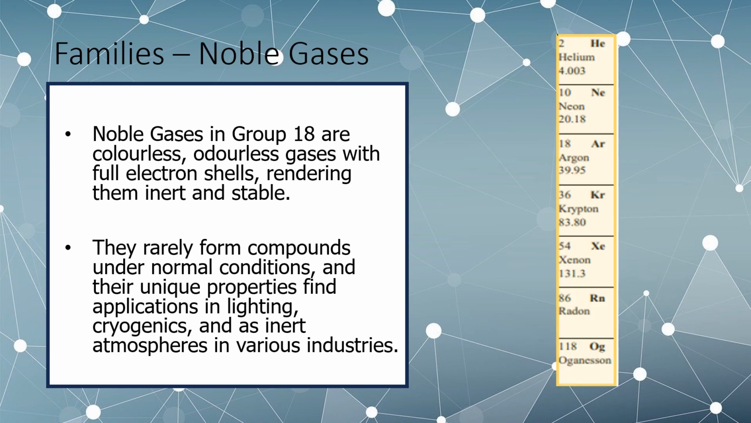Noble gases, finally, are in group 18 and are colourless, odourless gases, and the most important part of these is they have full electron shells, meaning they are fully stable and have no interest in reacting at all. They very rarely form compounds under normal conditions, and their unique properties find applications in lighting, cryogenics, and as inert atmospheres in various industries. Because of their non-reactivity, they're really good to use as a closed space where you can do other reactions without worrying about reactions with the atmosphere around it. Perhaps the most common ones on here are helium, which you see in your balloons every day.